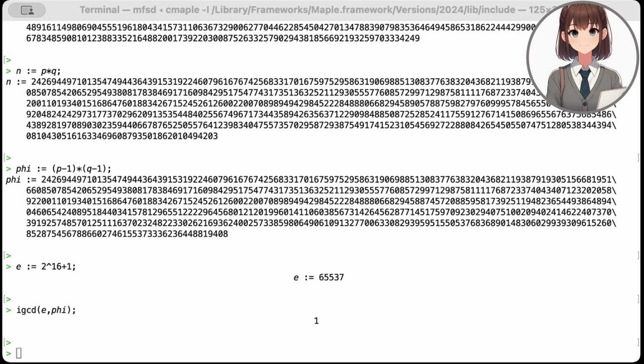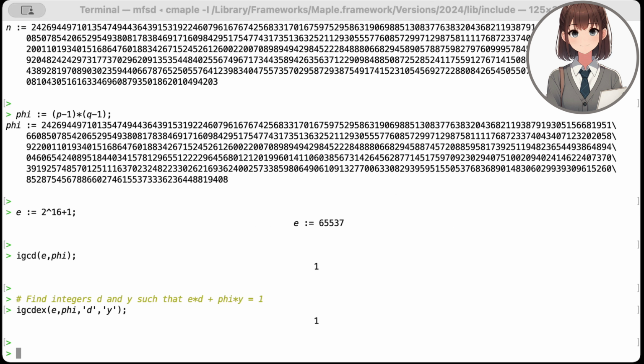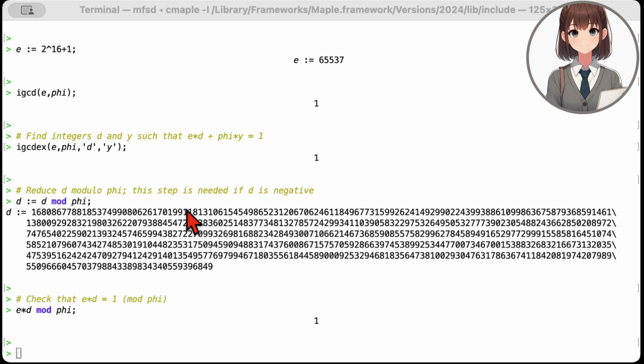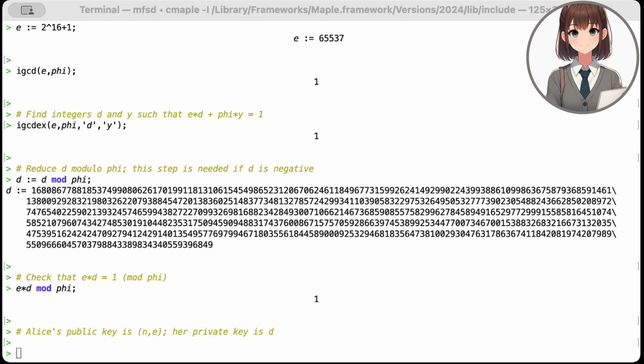We'll check that E and phi are coprime. And then we'll use the extended Euclidean algorithm to find integers d and y that satisfy E times d plus phi times y equals 1. We'll reduce d modulo phi to ensure that it is a non-negative integer less than phi, and check that E times d is congruent to 1 modulo phi. So, Alice's public key is the pair of integers n and e, and her private key is the integer d.